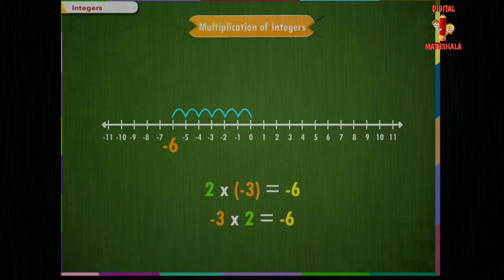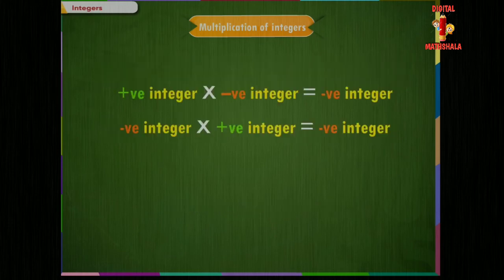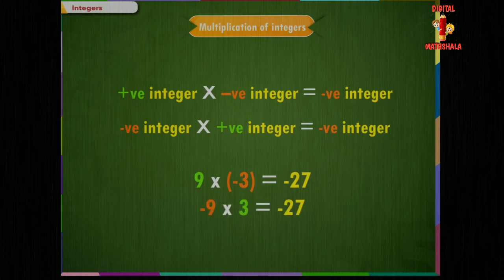So, when we generalize this fact, it means if we have two integers a and b, then a into minus b is equal to minus b into a. Remember, when we multiply two integers with opposite signs, we always get a negative integer as the product. For example, 9 into minus 3 equals minus 27, and minus 9 into 3 also equals minus 27.